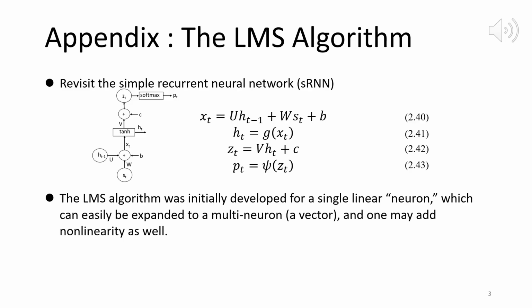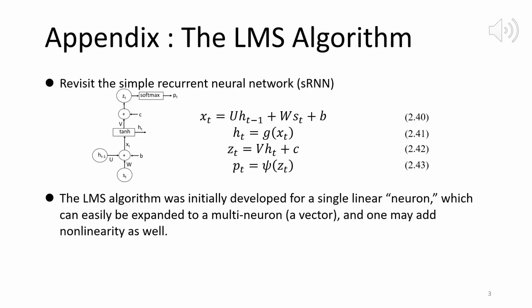In these equations, S_t is the external input sequence and H_t is the activation state. X_t is the internal state, which is a function of the activation state of the previous step, and the external input sequence with weights and biases. The activation state, H_t, is a nonlinear function of X_t. Z_t is the linear layer output, which is a function of H_t. P_t is the nonlinear output through an activation function psi, for example, a softmax function.